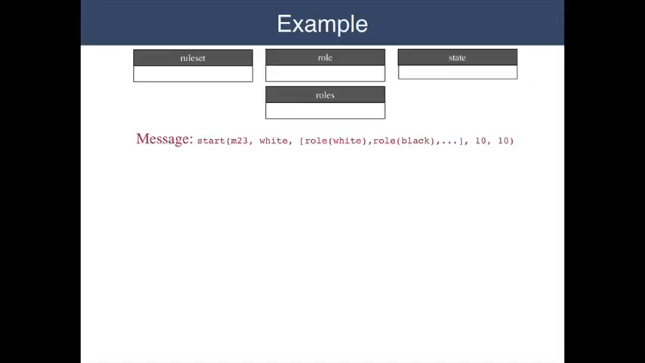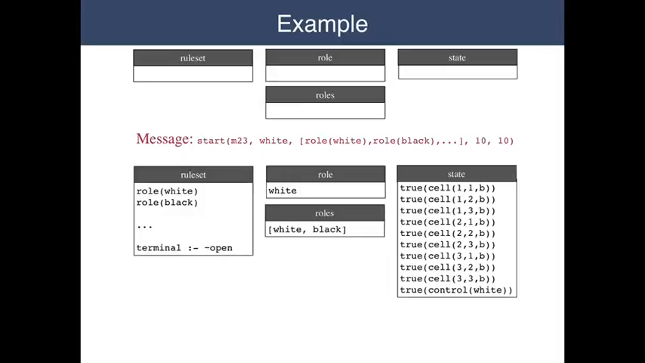Okay, let's assume that the player receives a start message from the game manager, the sort shown here. Match identifier is M23. The player is told to be the white player. There are the usual axioms of tic-tac-toe. The start clock and play clock are both set to 10 seconds.